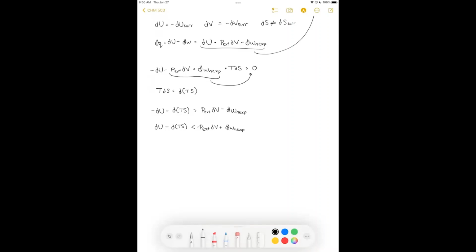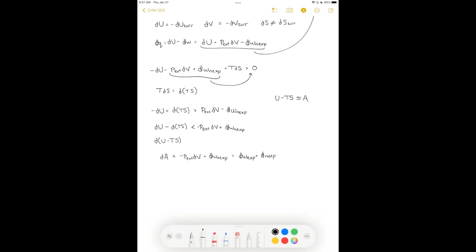And then, since we have two derivatives here that are added, we can actually group them. So dU minus dTS is equal to d(U minus TS). And what we'll do is define this function U minus TS as a new state function, and we'll give it the symbol A for the Helmholtz energy. So what we're saying here is that dA is always less than negative P external dV plus the non-expansion work. And what you'll note is that this is the expansion work plus the non-expansion work.